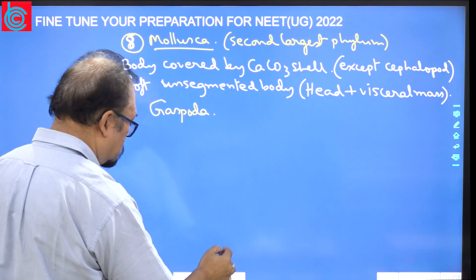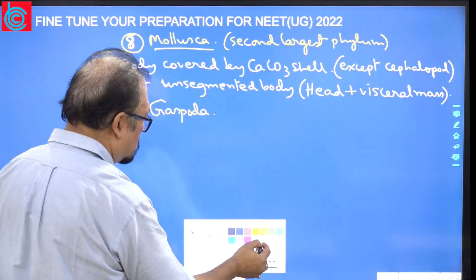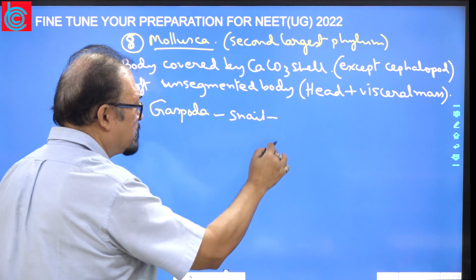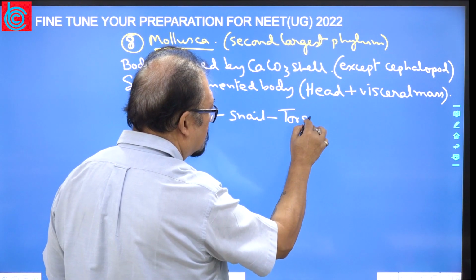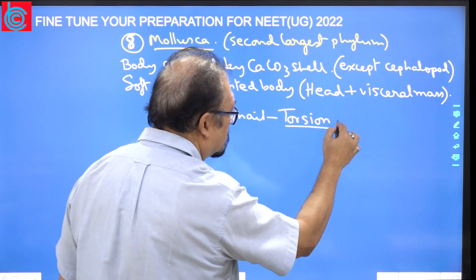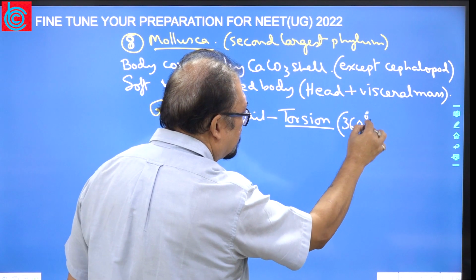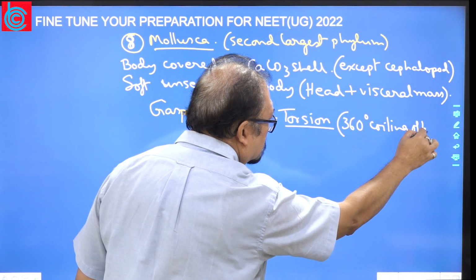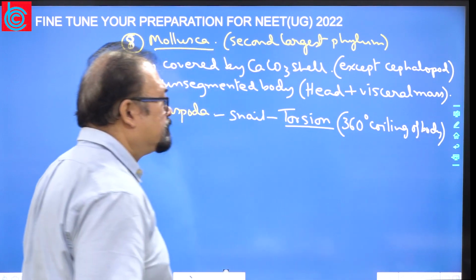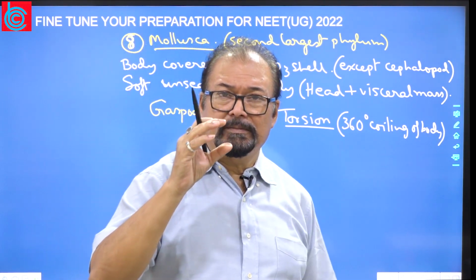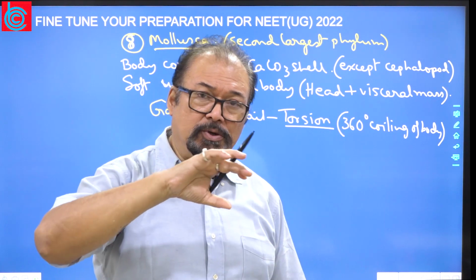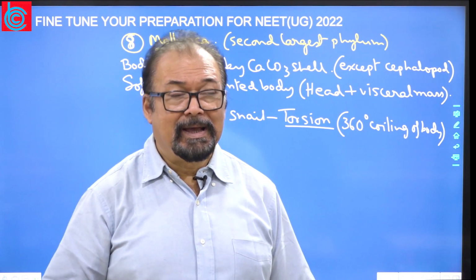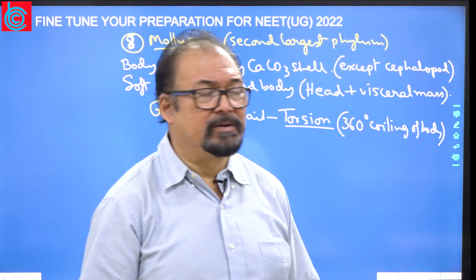Gastropoda, snail. Important character, torsion, 360-degree coiling of body. If you see any snail and you remove the shell, you will find the internal body is coiled 360 degree. That phenomenon is called torsion.